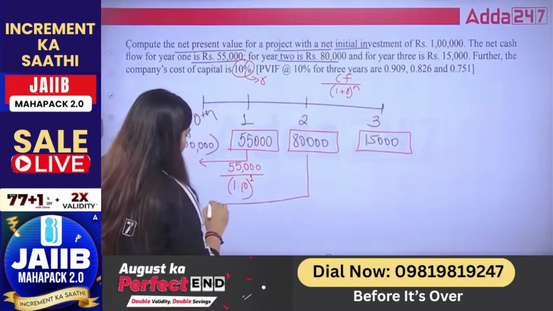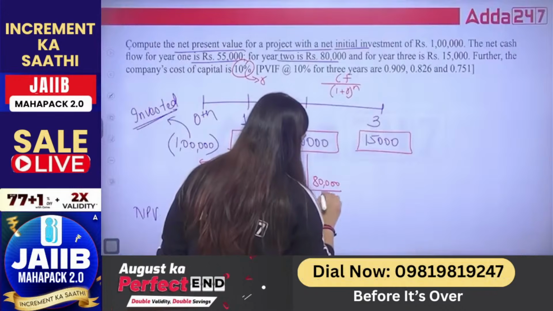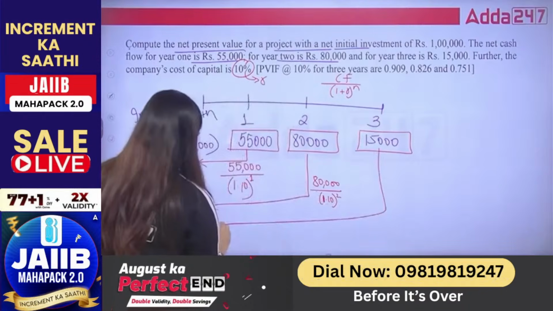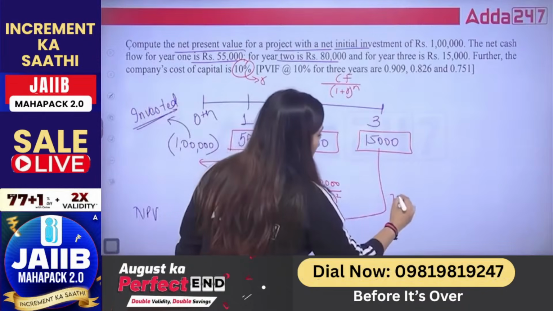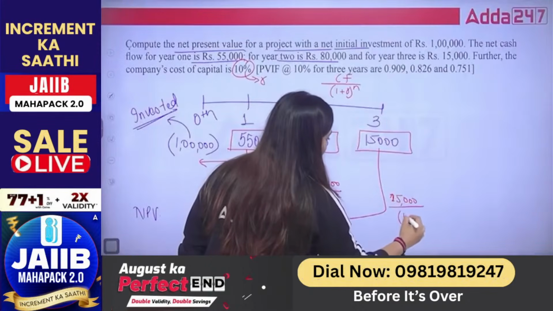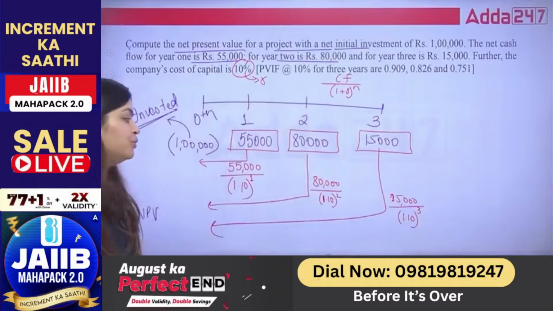Now let's calculate for 80,000. So 80,000 divided by 1.10 to the power 2. For the third year, what is your amount? 15,000. This is 15,000 divided by 1.10 to the power 3. Three times we need to bring it back.